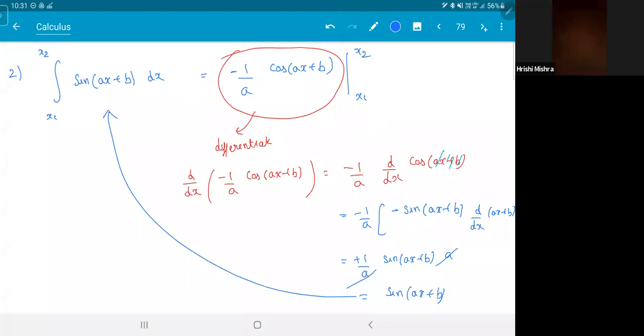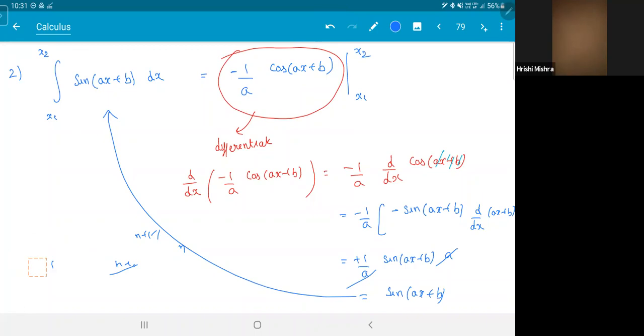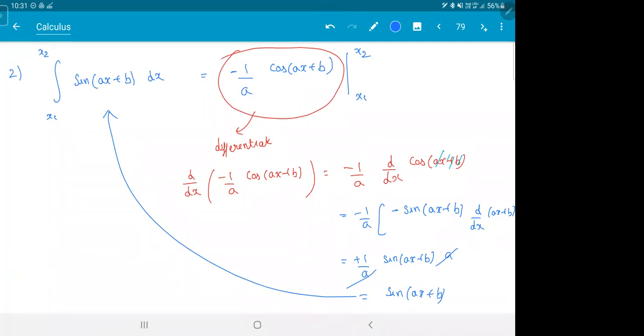If you look at the previous one, even that was like that. That was x power n plus 1 by n plus 1. If I differentiated this, what did you get? N plus 1 into x power n plus 1 minus 1 by n plus 1, x power n. Could you see that? That's what we're doing basically. So we are just doing the reverse of differentiation. I'll write the actual formula on the next page.